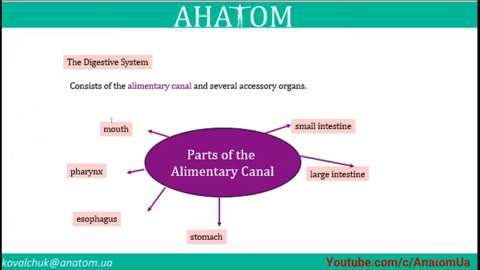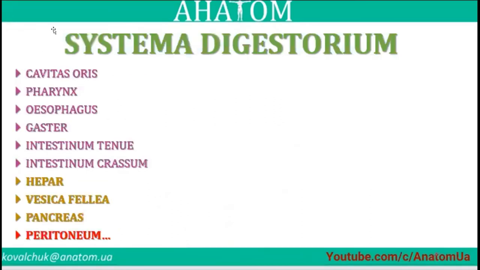After the oral cavity comes the pharynx; pharyngitis is inflammation of the mucous membrane of the pharynx. Esophagus, three parts. Stomach, a special sac, it's ventriculus in Latin or gastro in Greek. Small intestine and large intestine. These are the parts of the alimentary canal, very simple. In Latin, it's systema digestorium or digestive system, or systema alimentarium.